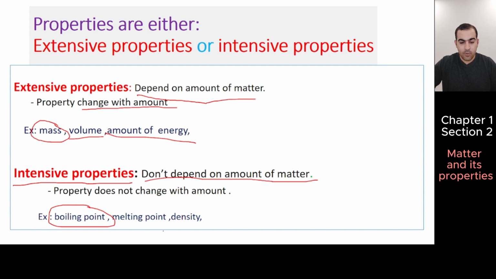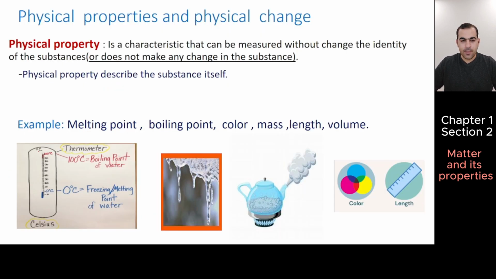Melting point also. Density of water is always 1. Okay? Doesn't change from one sample to another. So we say that density, melting point, boiling point, they are intensive properties. Okay? Let's continue. Physical properties and physical change.